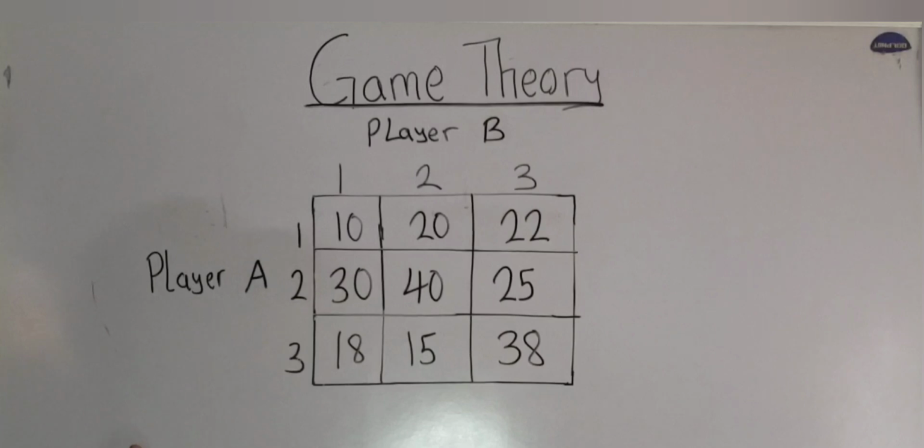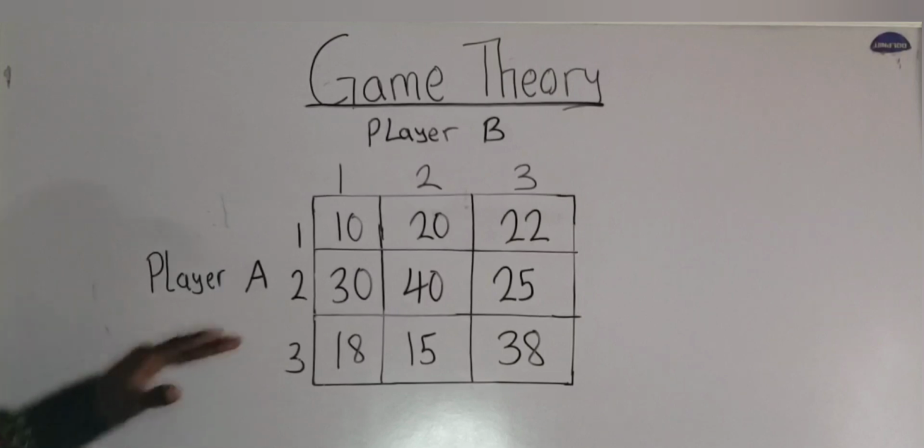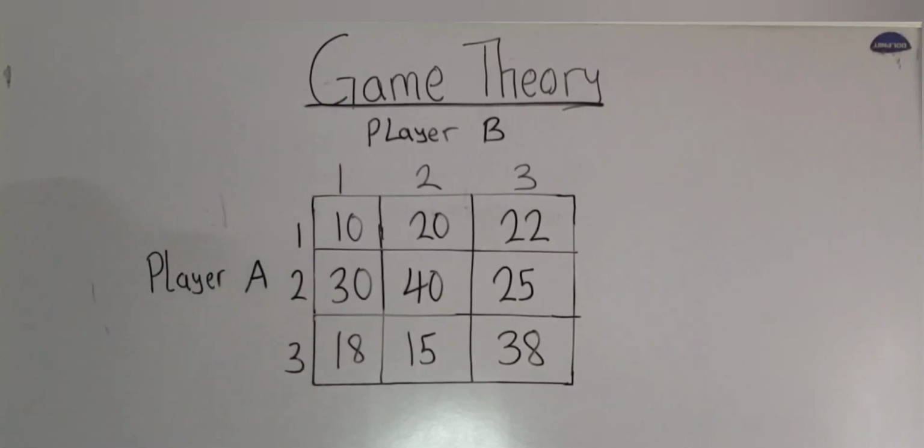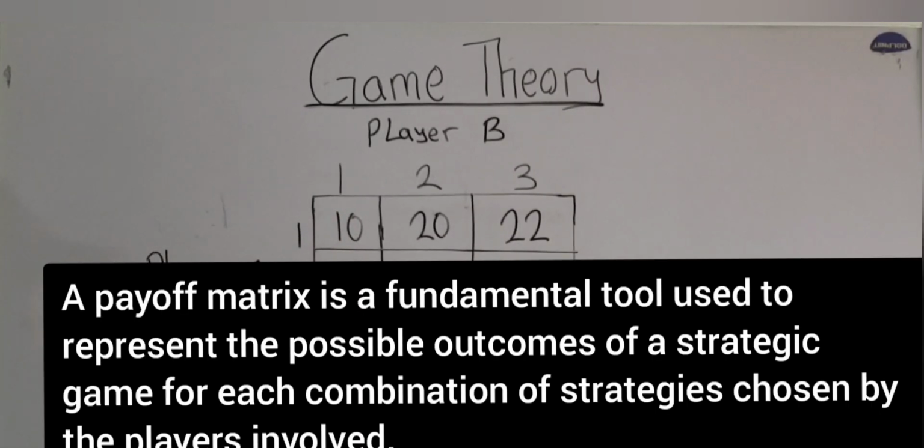Also, on this payoff matrix, we have the various outcomes of each strategy of the players. So we have player A and player B, and we have the strategies that each player has, and also we have the outcomes of each strategy. So a payoff matrix shows the outcomes of the various strategies that the players have. I want you to put this down.